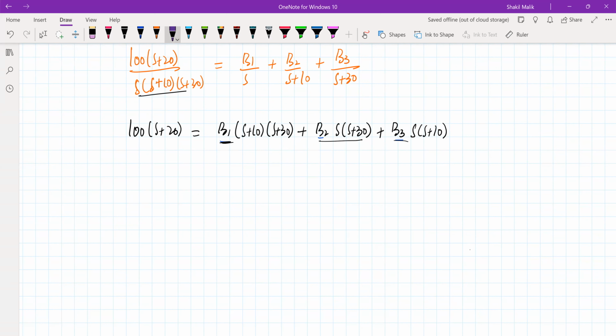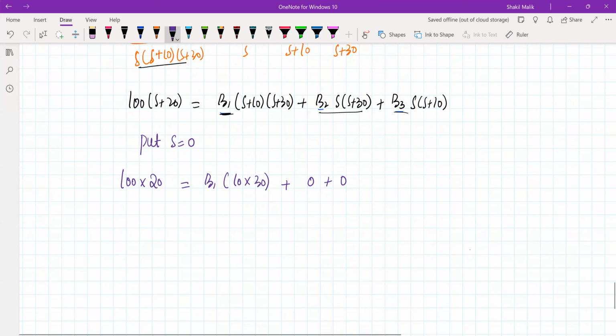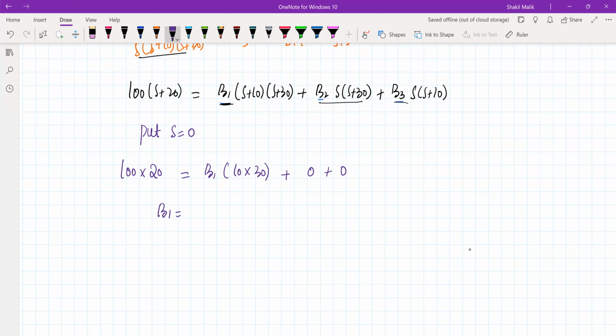When S is equal to 0. So put S equal to 0. What we'll get? So we'll get 100 multiplied by 20, which is equal to B1 multiplied by S plus 10, which is 10 because S is 0, multiplied by 30, plus 0 plus 0. These two terms are 0. So that means B1 will be simply equal to 2000 divided by 300.